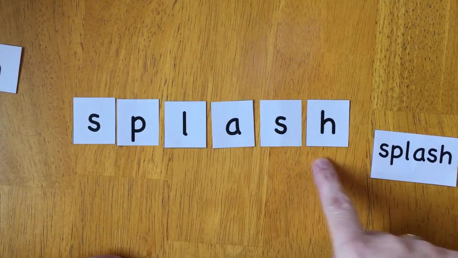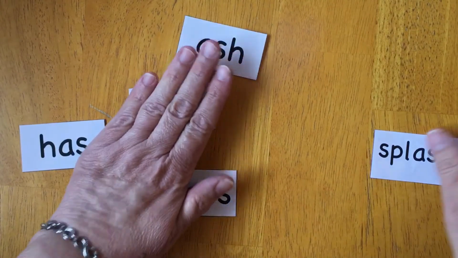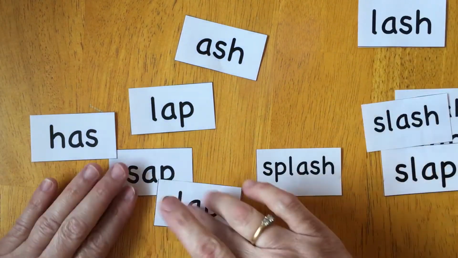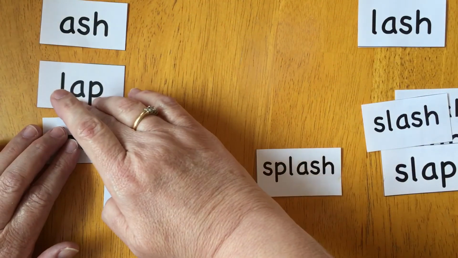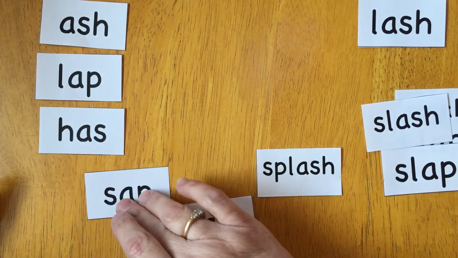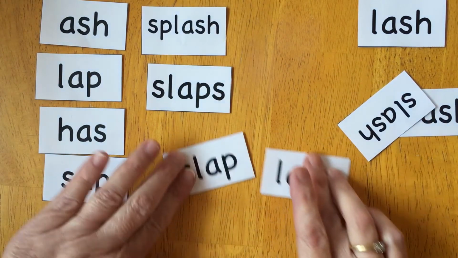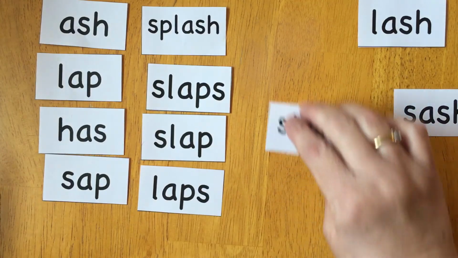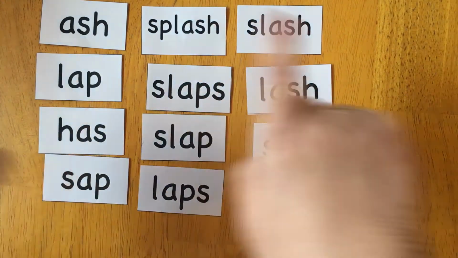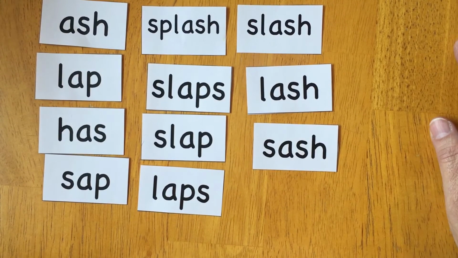Okay, we are done with the letters. Move those aside and bring in all the words that we just made. And there are other words you can make, by the way. You can make lots of words with these letters. I just picked a few for us to look at. Now we're going to think about doing a sort. And remember, a sort is when you put words together that are the same in some way. This is not a sort. This is just me lining up the words, okay?